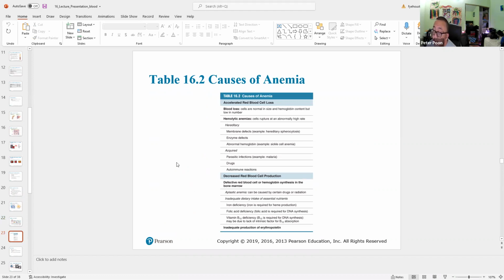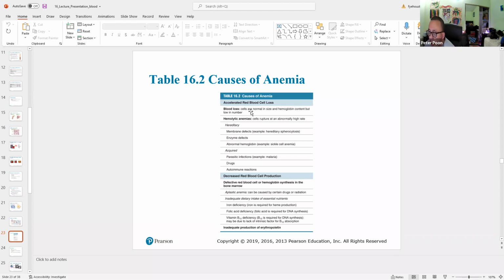Okay, so there are two general cases of anemia. Either you're not producing them fast enough, or you're losing them faster than you're actually producing them. So it's like you have normal, which is input and output are roughly the same. And you can either increase the output, increase the death, or decrease the input. So accelerated red blood cell loss, not just blood loss, but red blood cell loss.